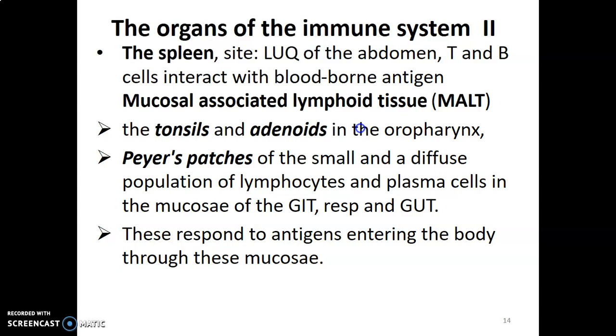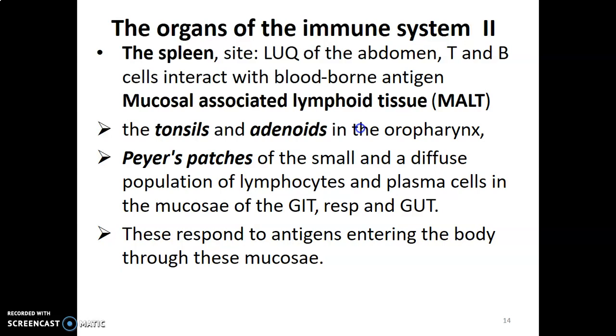After that, we have the mucosa-associated lymphoid tissue. This is lymphoid tissue in the mucosa of different body systems. So like in the oropharynx, we have the tonsils, then adenoids in the nasopharynx, the Peyer's patches in the ileum, okay? And we also have mucosa-associated lymphoid tissue in the mucosa of the respiratory tract and the genitourinary tract. So these usually respond to antigens that enter the body through the mucosa of these systems.